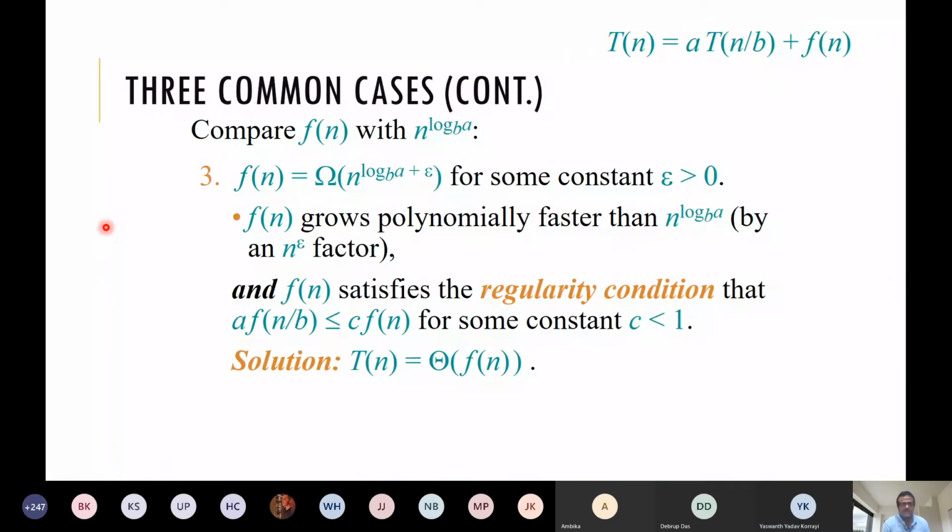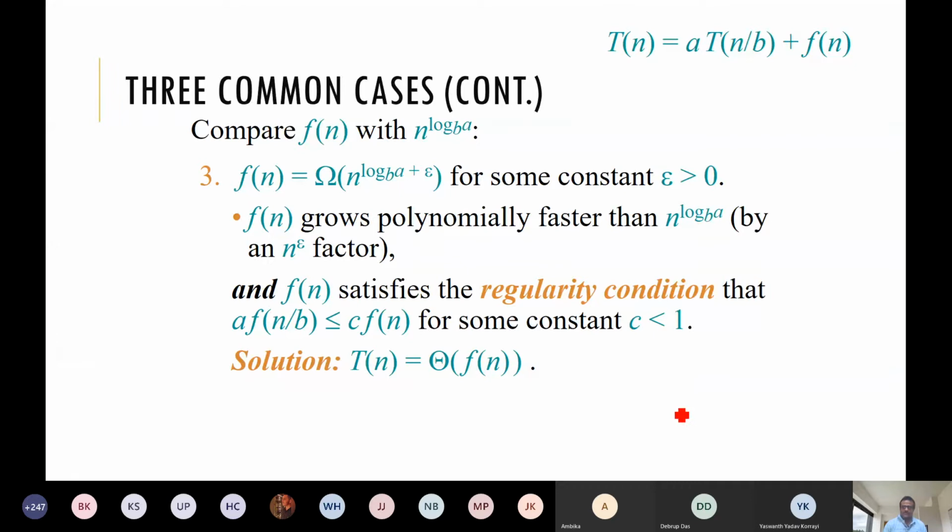So this is case 3 of the master method. This is the last case. We have seen the equality case, we have seen where f(n) is slower. Now the obvious thing left is where f(n) is faster. So f(n) is polynomially bigger, or polynomially faster, than n to the power log a base b. So how to quantify that? How much more? How big? That we have to quantify in terms of mathematics.